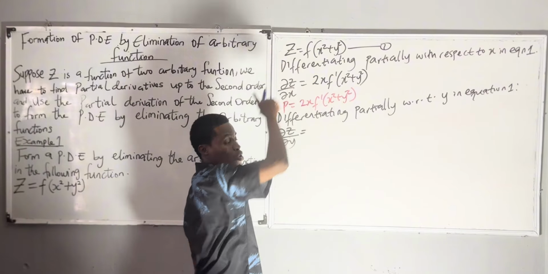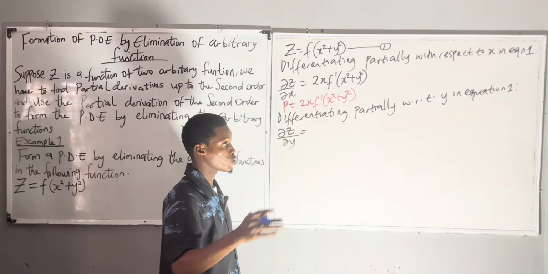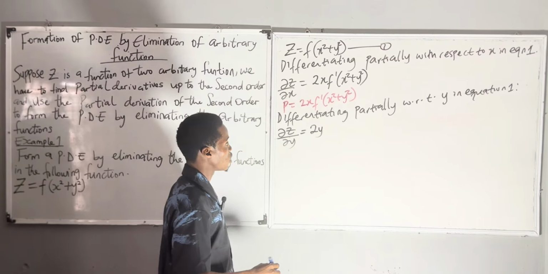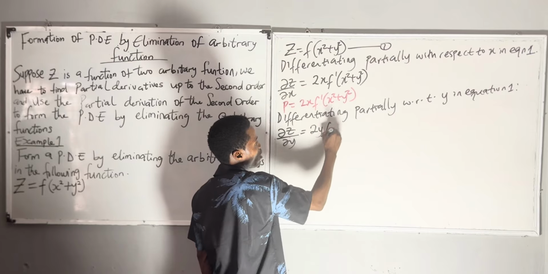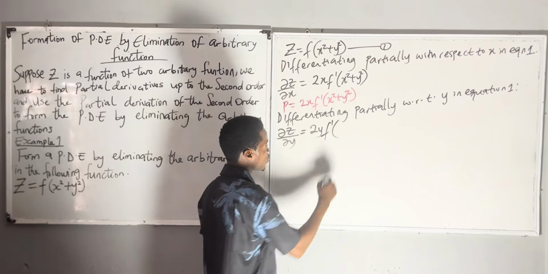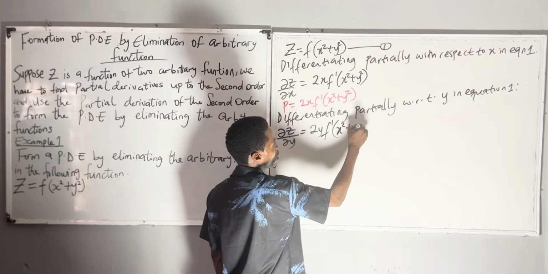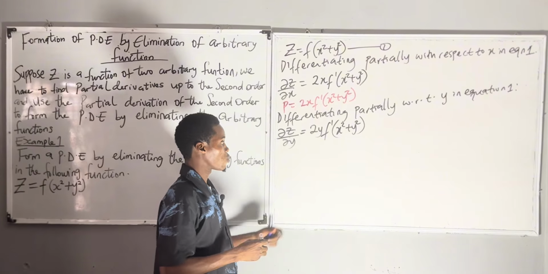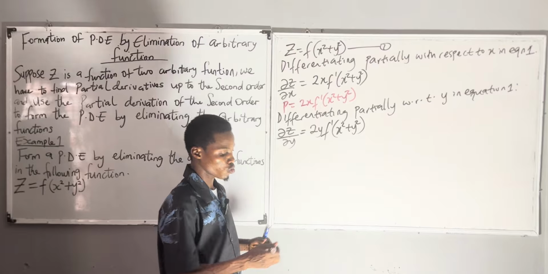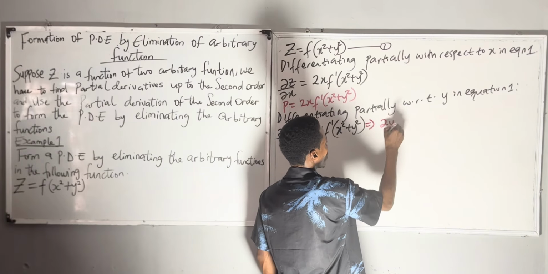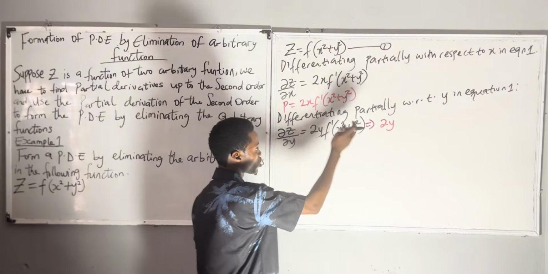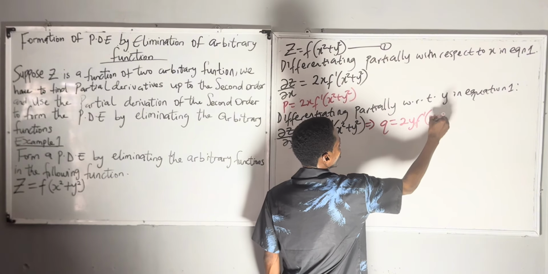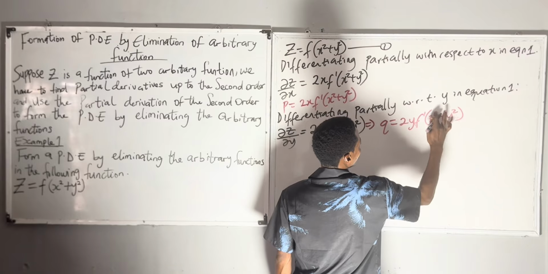If I differentiate x square here, it's going to be 0 because x is not a function of y. So I will differentiate inside with respect to y, which gives 2y. Differentiate f, I'm going to have f prime, then multiply by the function x square plus y square. So if I differentiate equation 1 partially with respect to y, I'm going to have 2y f prime x square plus y square. Remember that our partial z over partial y is what? Q. So I'm going to have Q is equal to 2y f prime x square plus y square.